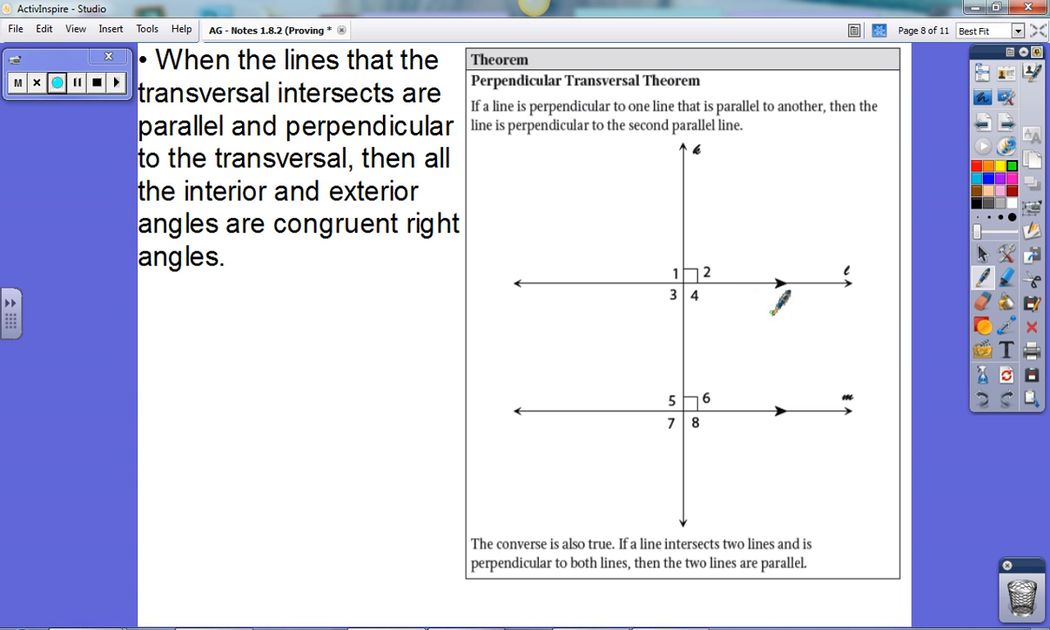If I have two parallel lines and my transversal is perpendicular to that, then I'm going to have all right angles.